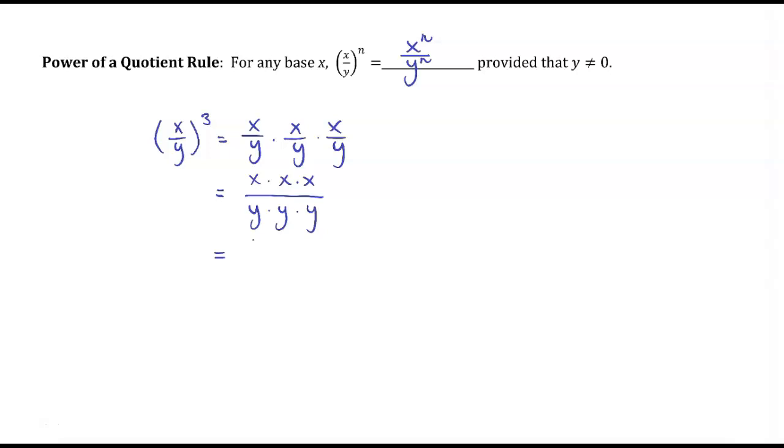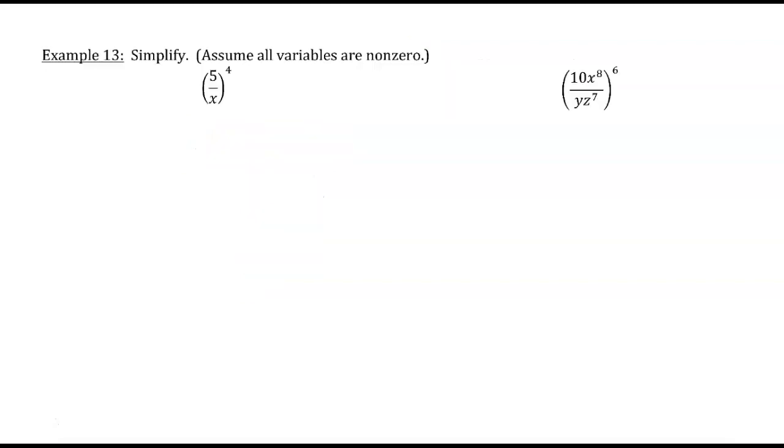3 factors of x can be rewritten as x to the 3rd, and 3 factors of y can be written as y to the 3rd. In other words, that original exponent of 3 applied to both the numerator x and the denominator y. Let's take a look at example 13. In example 13, we're going to simplify, and we're going to assume that all variables are non-zero so that we don't have to worry about dividing by 0.